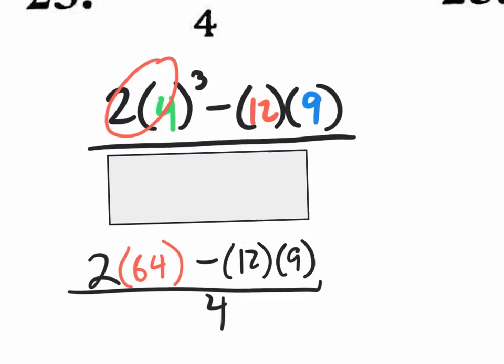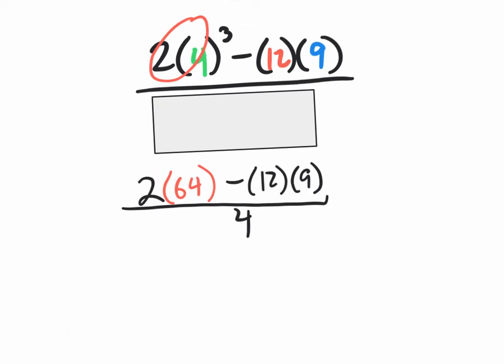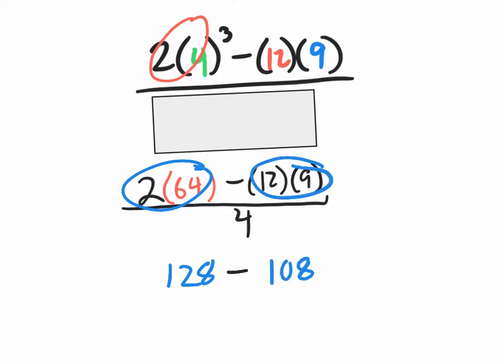So let's move on and continue with the top. We have multiplication on both. Let's do both of those. If I multiply 2 times 64, I get 128. There's a subtraction sign. Let's multiply 12 times 9. We'll get 108. And of course, it's all divided by 4.